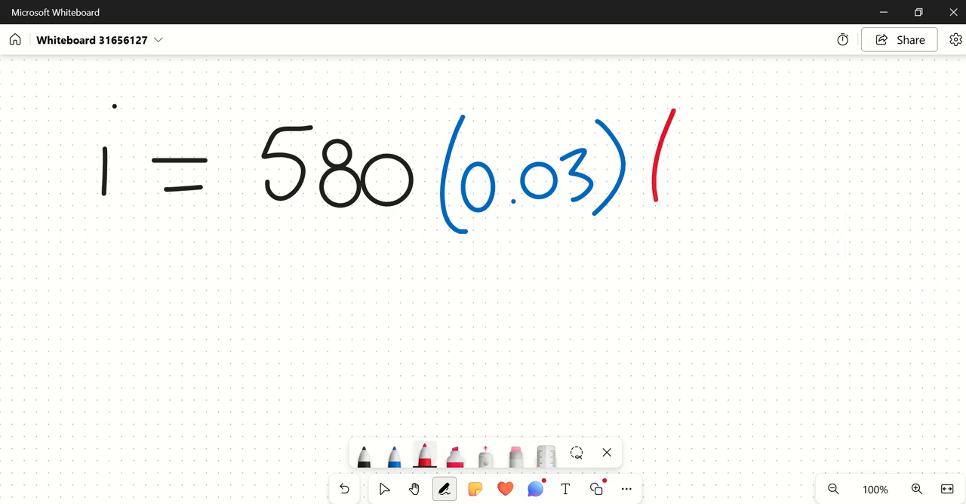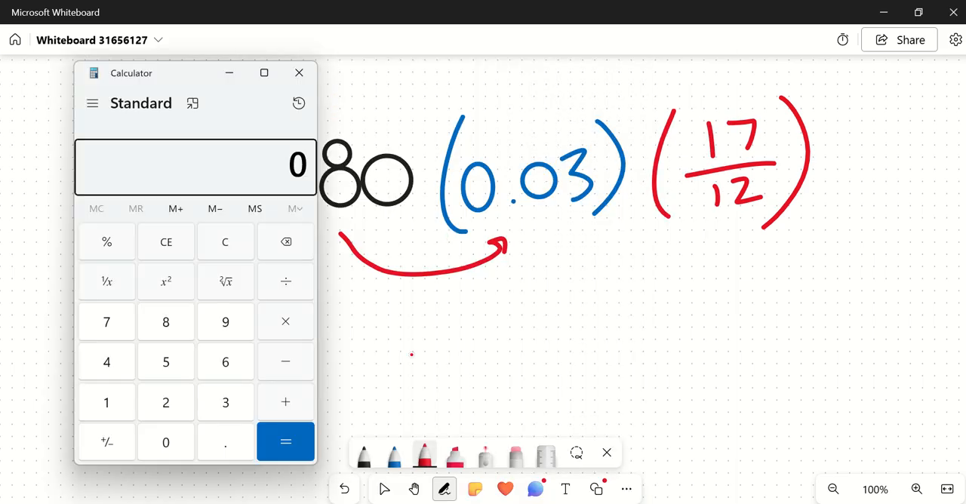I'm still going to keep this as 17 over 12, just so you guys know, because it was 17 months, right? And it pays out in a year, so each year is 12 months. I'm going to multiply this part first. So this is 580 times 0.03, which gives me $17.40.